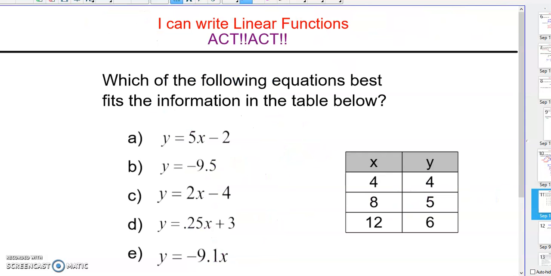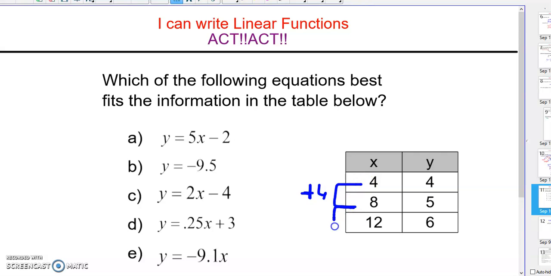All right, our last example now is another ACT type of question with multiple choice. Which of the following equations best fits the information in the table below? Now we don't know if this table represents a line or a quadratic or something else entirely. So let's take a look at how our x values change here. From 4 to 8, I'm going to add 4 there. So that's my change in x.